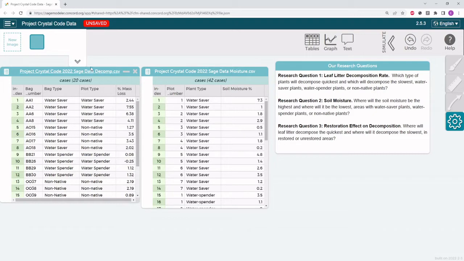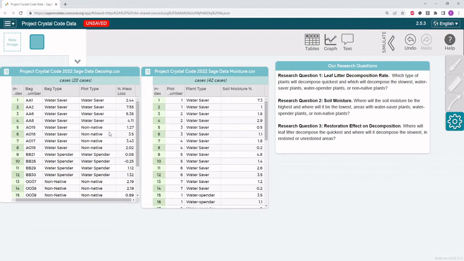In this table, you'll see a number of different categories. We have the bag number, which contained that type of plant that we are looking at, either the water saver plant, water spender plants, or the non-native plants. We have the bag type, which tells us the type of plant that's in there. Again, water saver, water spender, or non-native. The plot type, so what type of plant does that plot contain? And then lastly, we have the percent mass loss, which tells us how much mass has been lost between the time that that plant was put out and when we recorded the data.